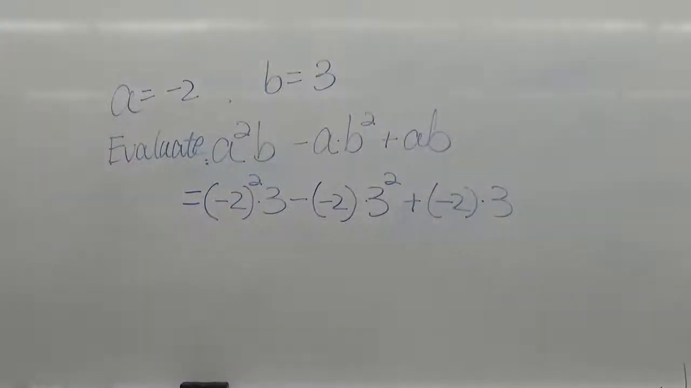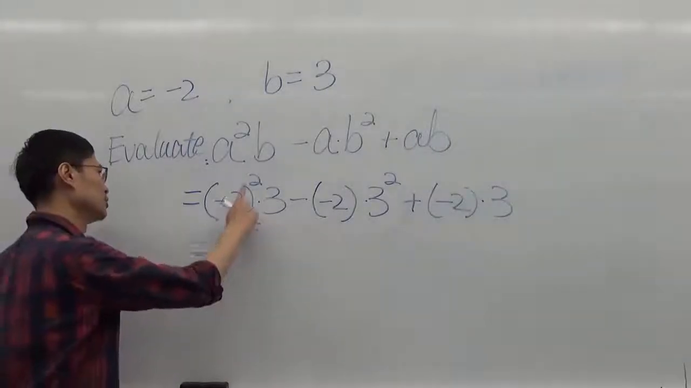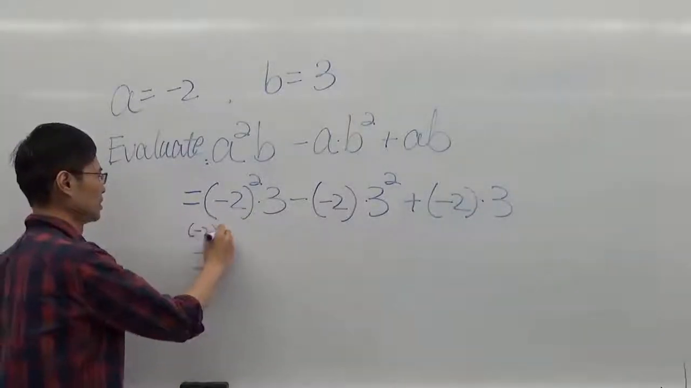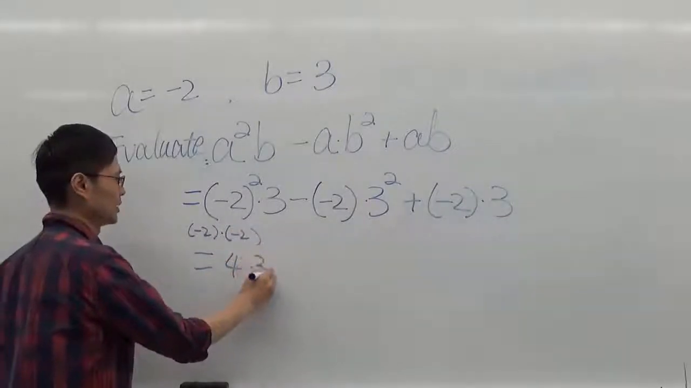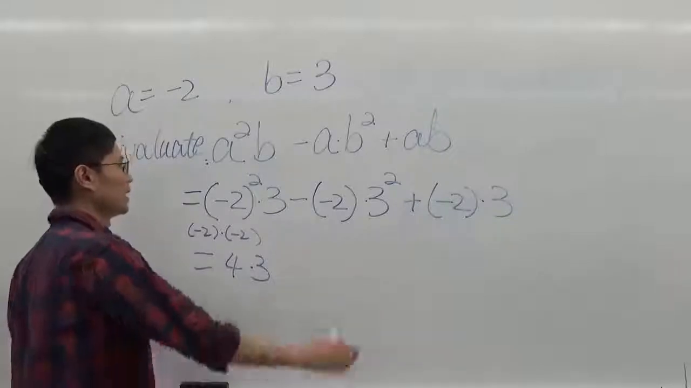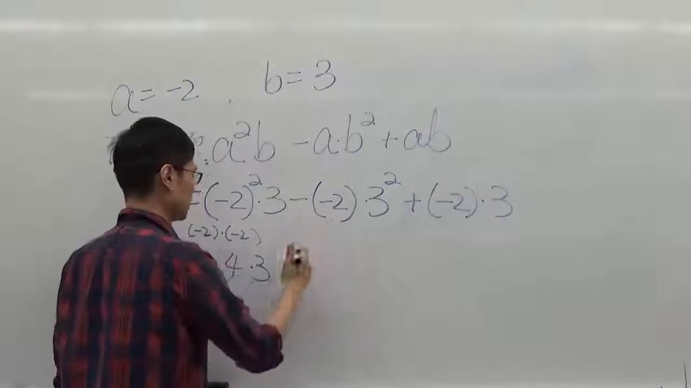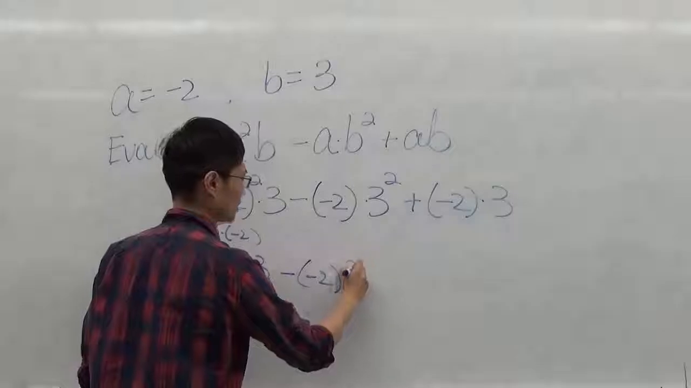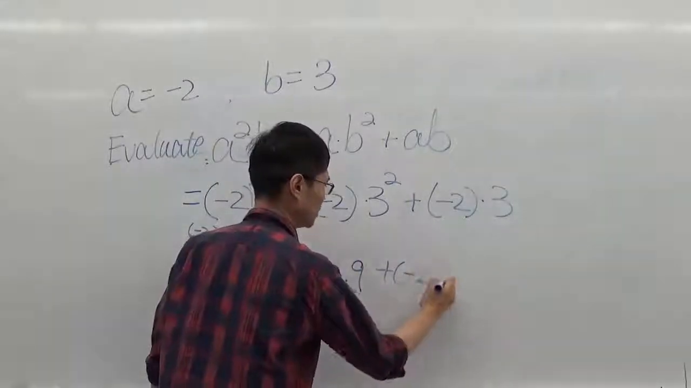Now by order of operations, we have to do the square first. So the -2 squared, as we just did, is -2 times -2, which gives you +4, times the 3. Here I'm going to do the square first. That's going to be 3 squared, which is 9. Everything else I will copy. -2 times 9. And I just copy the last one right here.